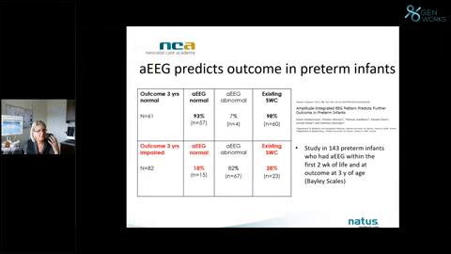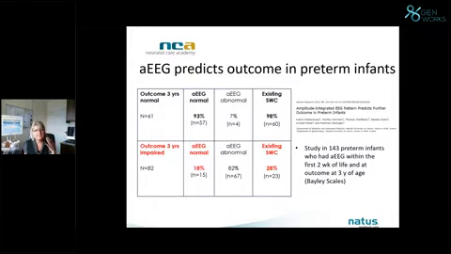Now, this again was a study done by the group in Vienna in Austria. They're big researchers into the preterm group. So this was a study in which 143 preterm babies were looked at. They had an AEEG within the first 2 weeks of life, and then they measured their outcome at 3 years of age using Bayley assessment.